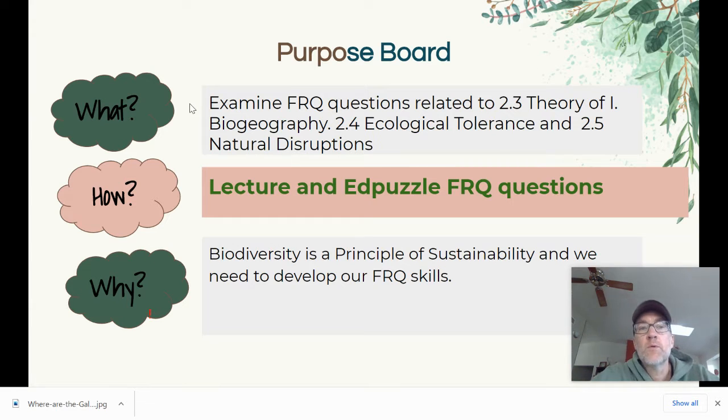So today our purpose board is to examine FRQ questions. We're going to continue to work on our skills related to 2.3, which has to do with the theory of island biogeography, 2.4, ecological tolerance, and 2.5, natural disruptions. How we're going to do this is through lecture, of course, and I have a couple of free response questions embedded in this EdPuzzle. And we're basically breaking down biology, biodiversity, and some of the factors that influence them. We know that as a principle of sustainability, and we also know we need to develop our FRQ skills.